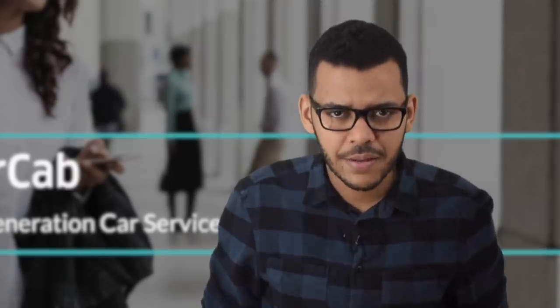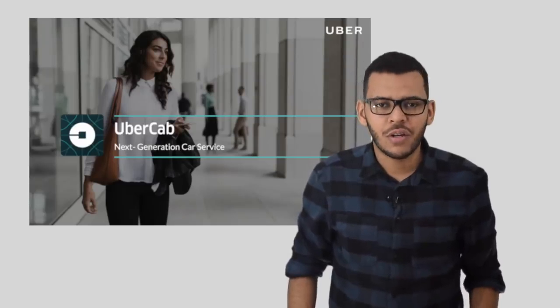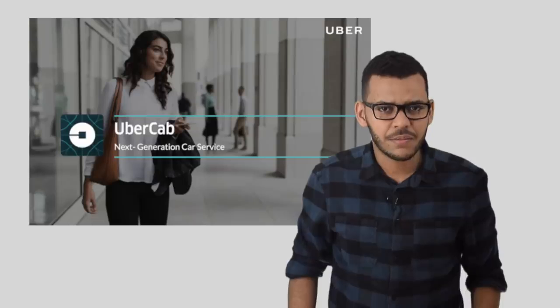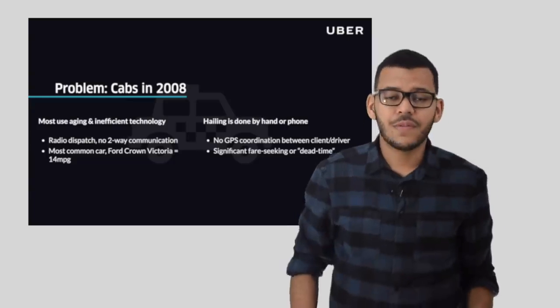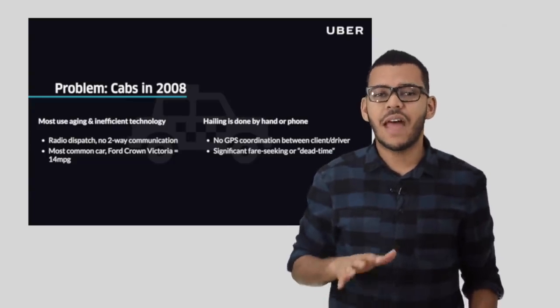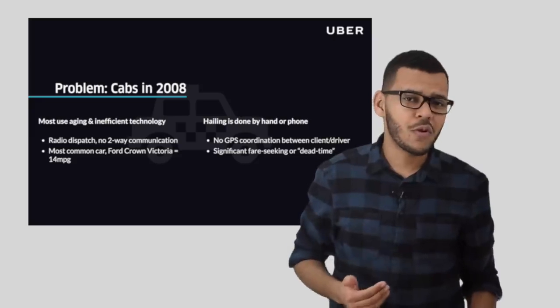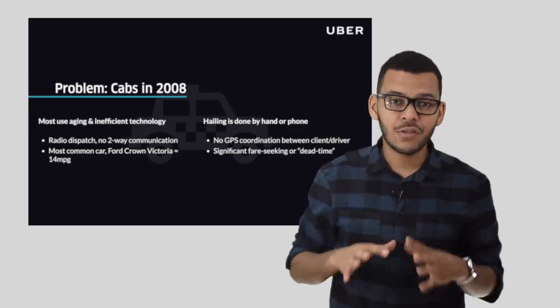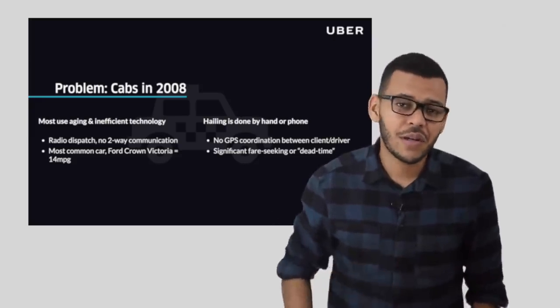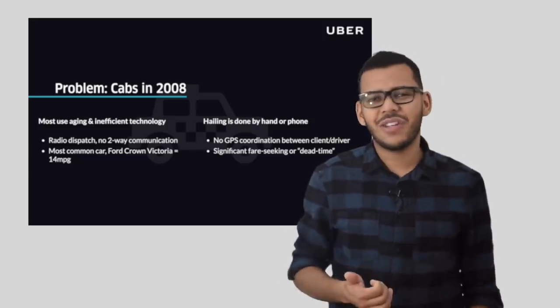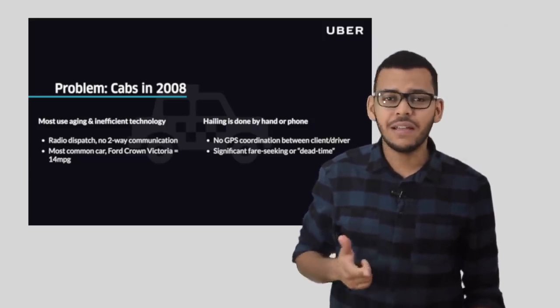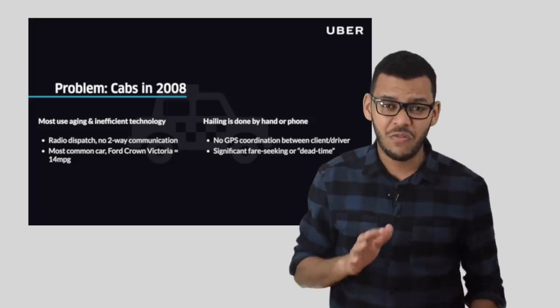This is a critical part of your pitch because it will determine if you can capture an investor's attention for the rest of the presentation. The cover slide. There's little to add here on the structure, so we'll look at some design tips later. The problem slide. So this is where you present the status quo. The founders of Uber made it very clear. Cabs in 2008 are far from a great user experience. They use aging and inefficient technology, and hailing is done by hand or by actual phone calls.